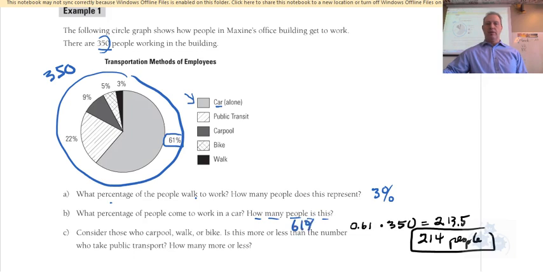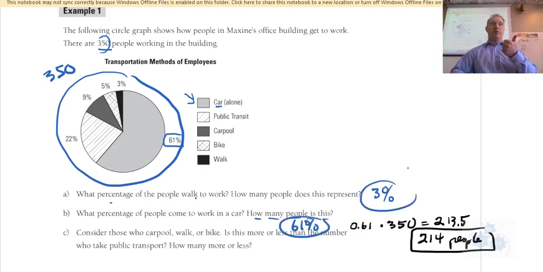Okay, 61%. And that's 214 people. So use the decimal form of the percent and multiply it by the number. Okay? All right, so part C says, consider those who carpool, walk, or bike. Is this more than the number of people who take public transit?